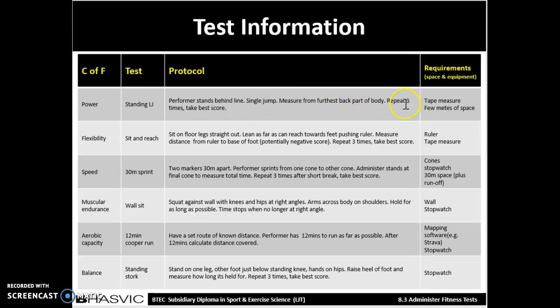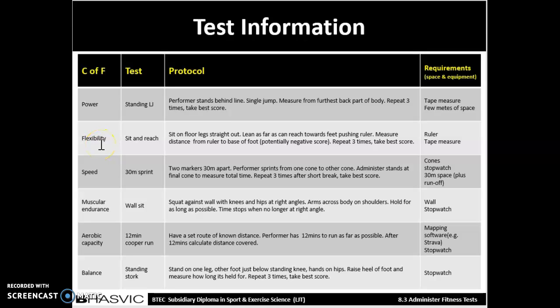And we would then repeat this 3 times after taking a short break, so they don't get fatigued throughout, and then take the best score of this. And for this, I would need a tape measure, and then obviously a few meters of space for the performer to jump into to allow it to be safe.